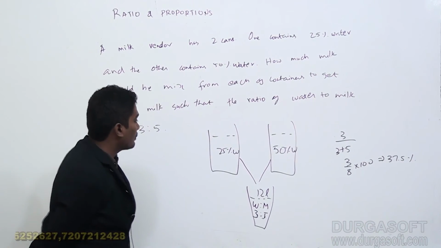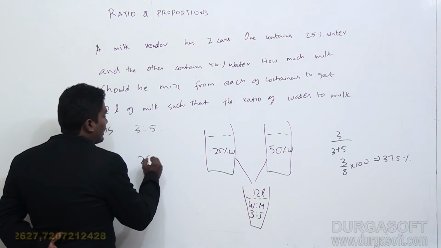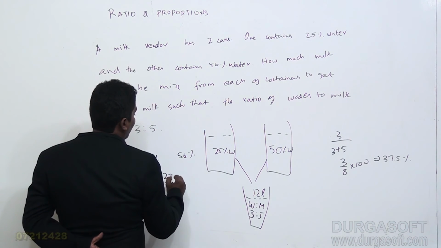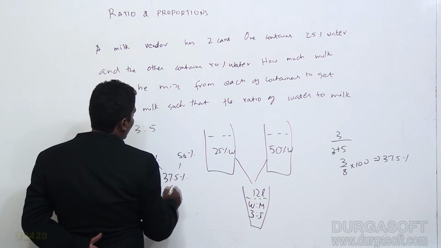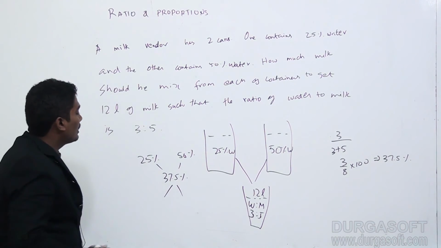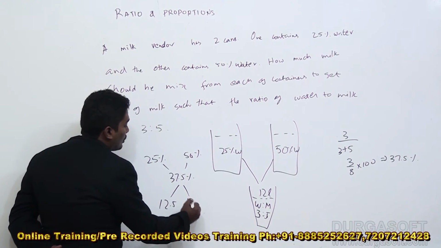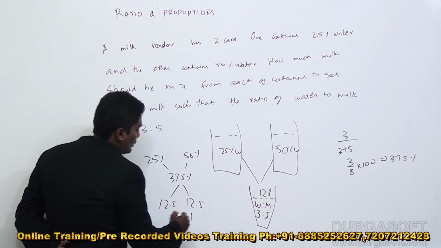I need 37.5 percent water. The first one contains 25% water, the second one contains 50% water. Finally I need 37.5% water. So in what ratio should I mix them? The difference here is 12.5, which is a 1:1 ratio I should mix.